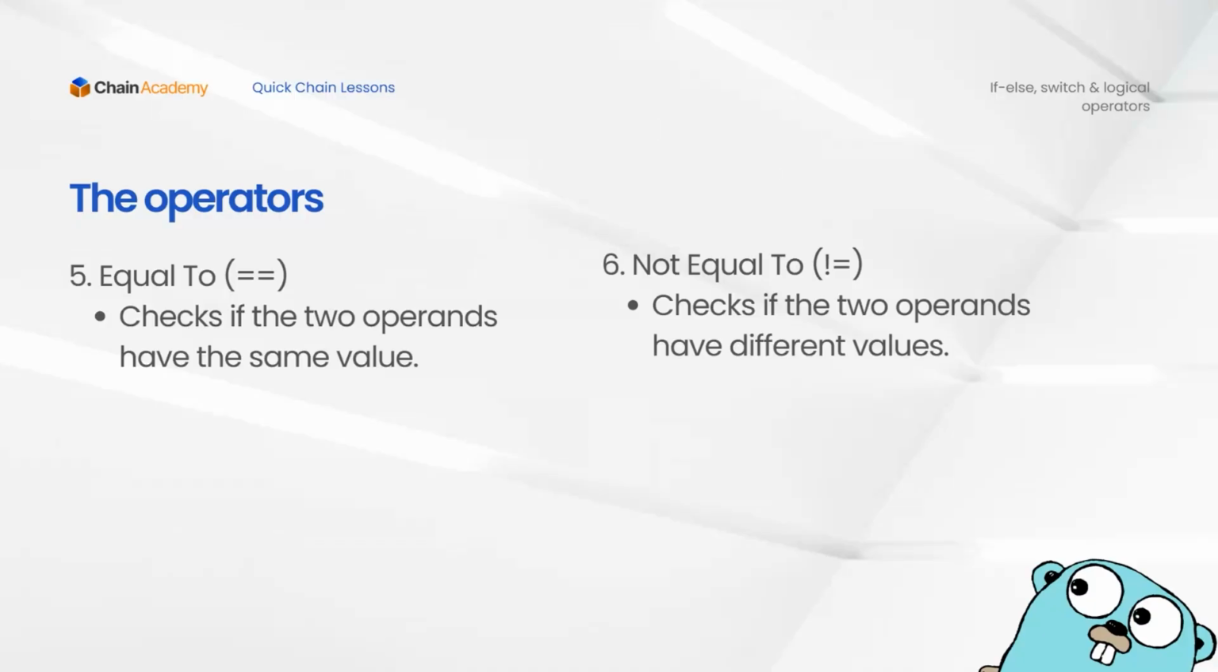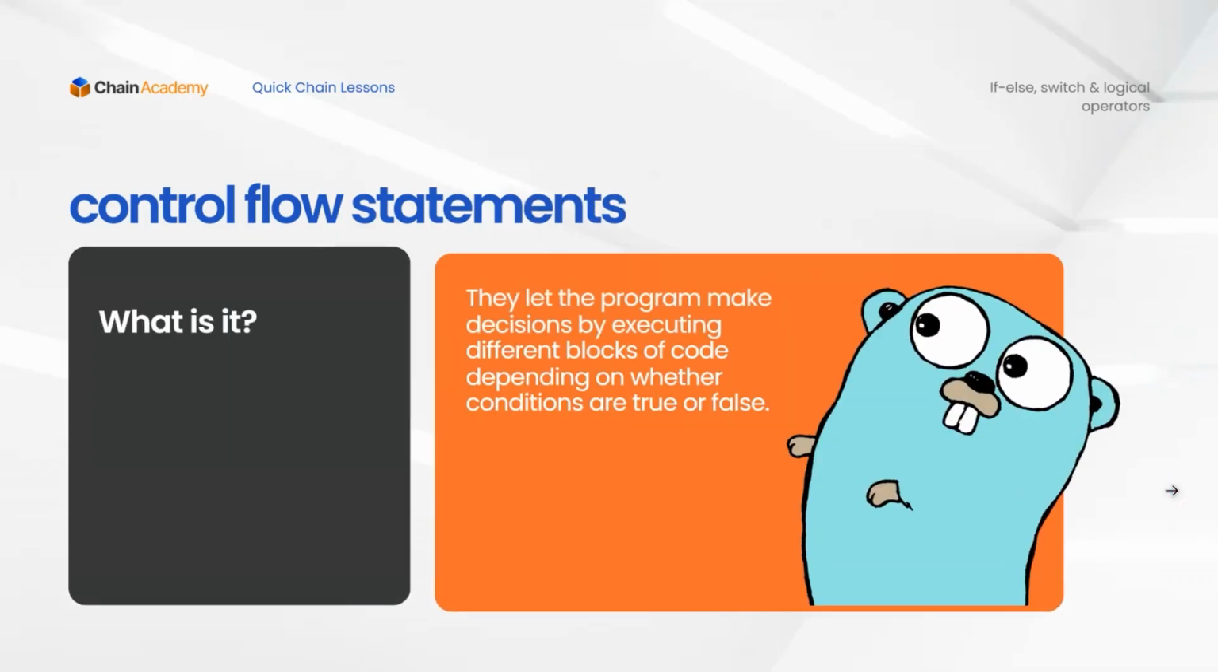Now, to fully understand how this condition works, we need to look at control flow statements. Let us first define what it is. Control flow statements are how we tell a program what to do next. They let us choose between paths, repeat actions, or exit early based on conditions that are either true or false. So what makes up control flow statements? You need to remember these three.